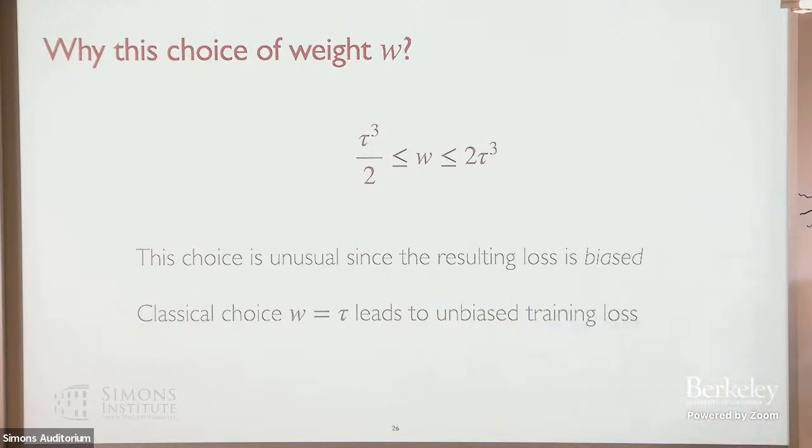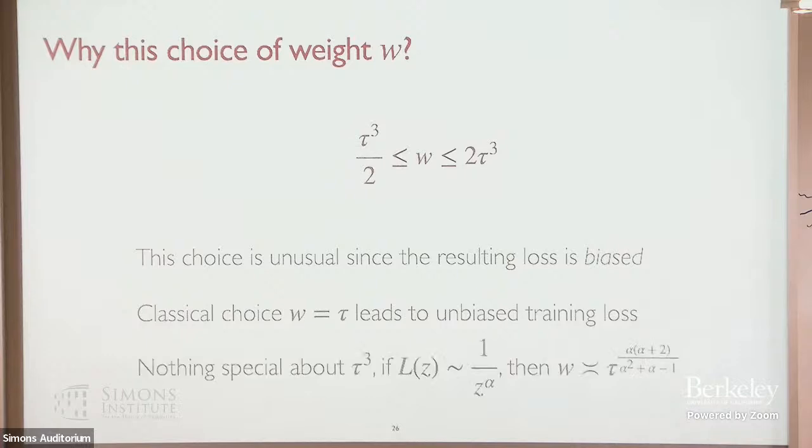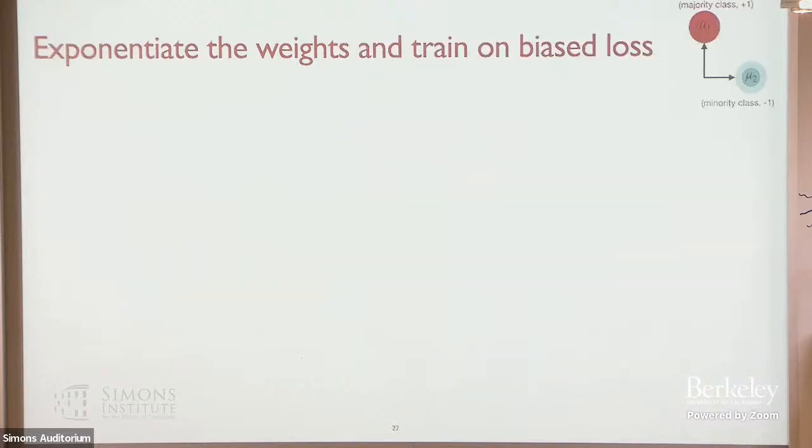This results in sort of an unbiased training loss. And further, there's nothing special about tau cube. I should point out that if L scales as 1 over Z to the alpha, then our theory prescribes a different setting for W in terms of alpha. So we're going to dig deeper into why we set W this way.